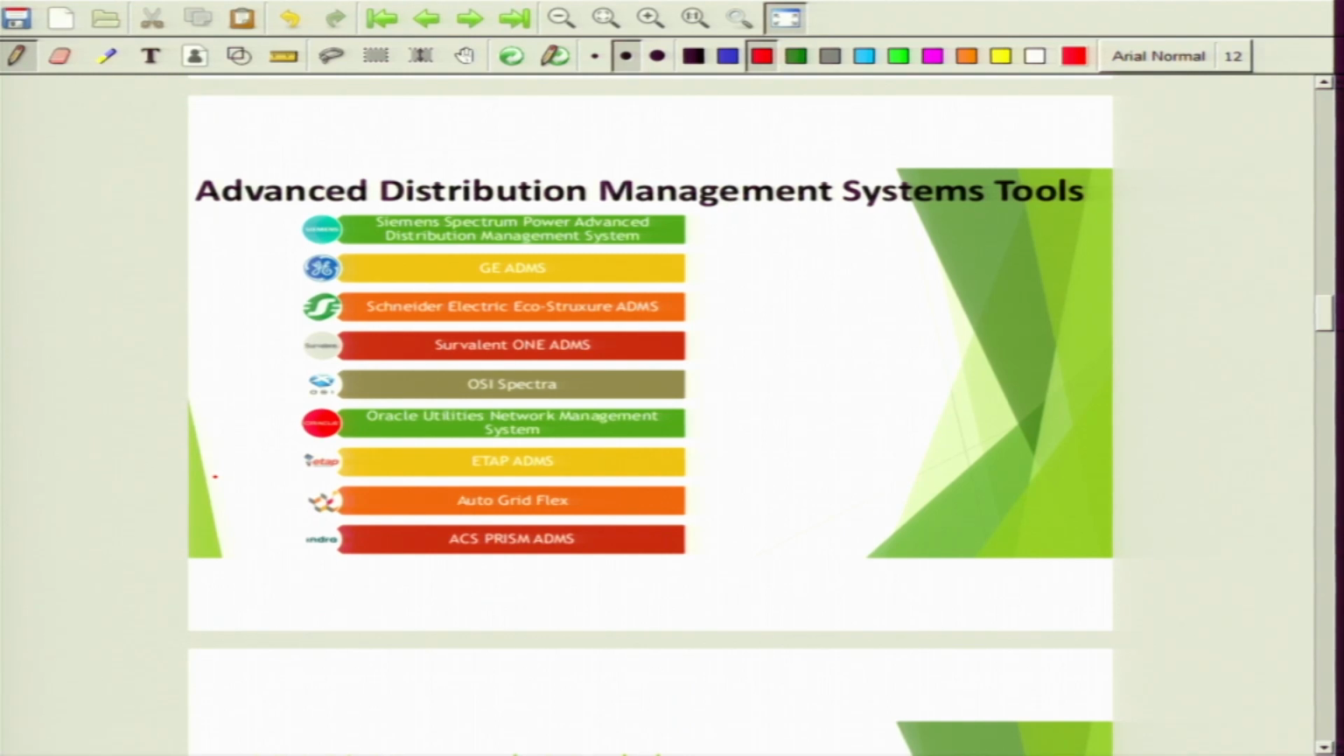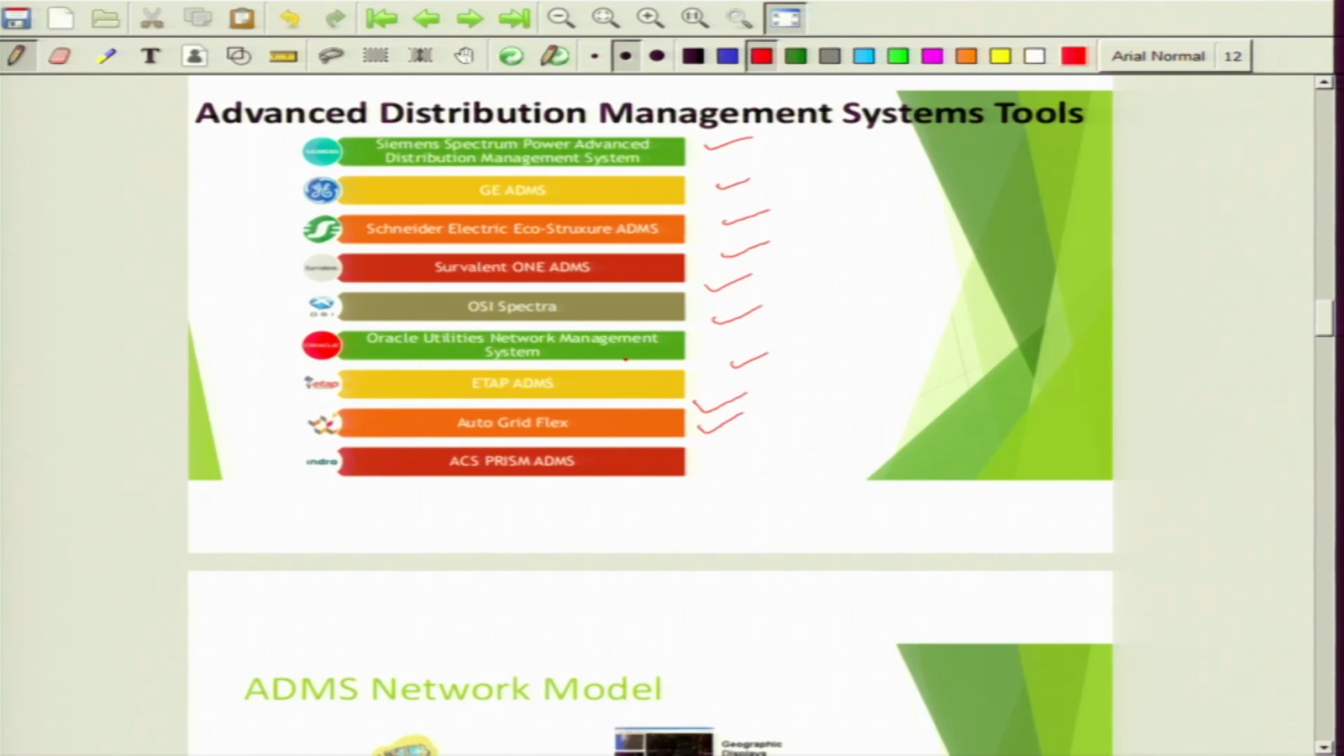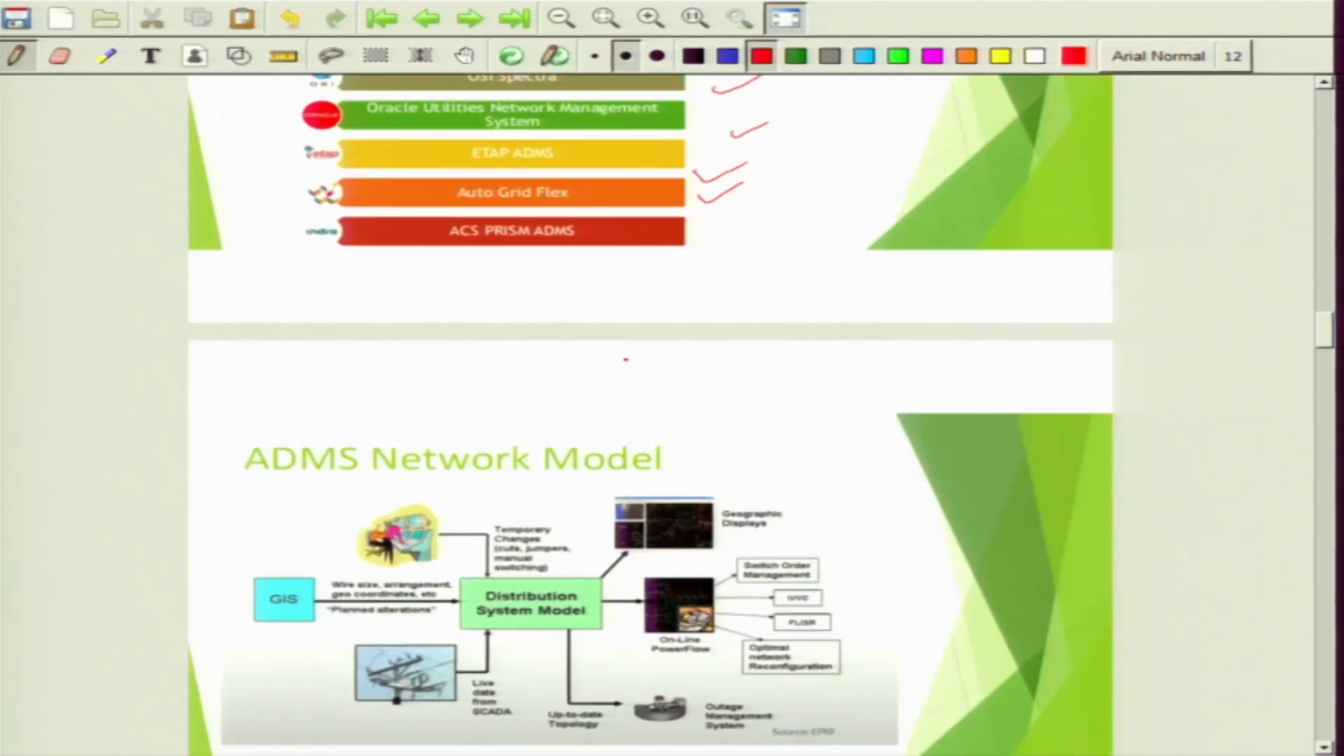So, some ADMS standard tools that we can see from industries: Siemens Spectrum Power Advanced Distribution Management System, GE ADMS, Schneider Electric EcoStruxure ADMS, Survalent ONE ADMS, OSI Spectra, Oracle Utilities Network Management System, ETAP ADMS, AutoGrid Flex, ACS PRISM ADMS. So, multiple top industry professionals have developed this ADMS toolbox, which would be used in multiple distribution systems across the world.